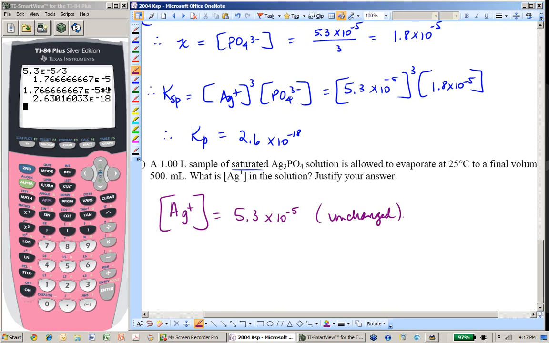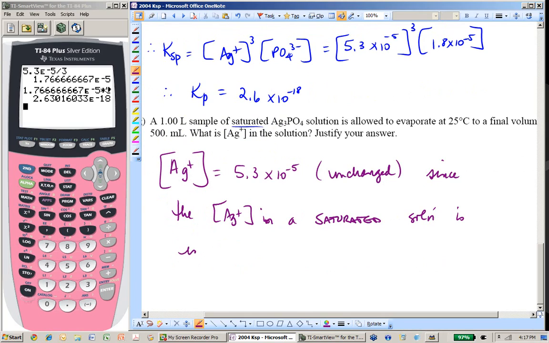It's okay to also not give the value, but just say it was unchanged, or it did not change, or it's the same as. You know, it's the English language. You've got lots of different ways you can say it. Since the concentration of that silver ion in a saturated, that's the key word, this doesn't work just any old where. This is in a saturated solution. Is independent of the volume. And there you have it.